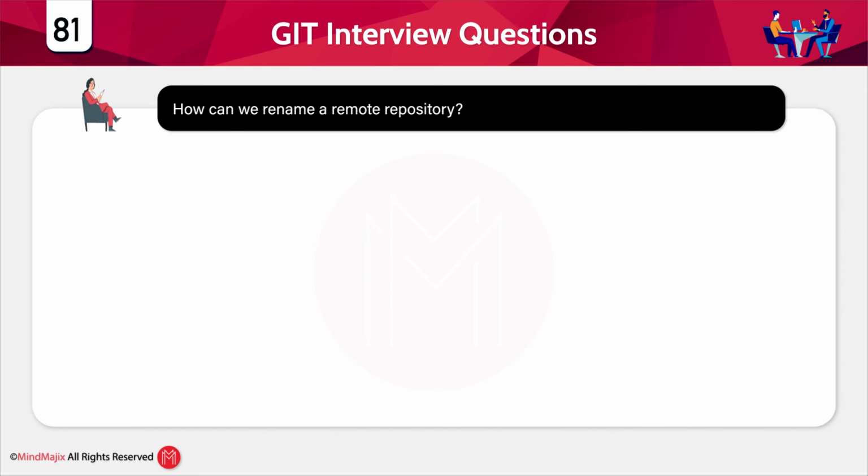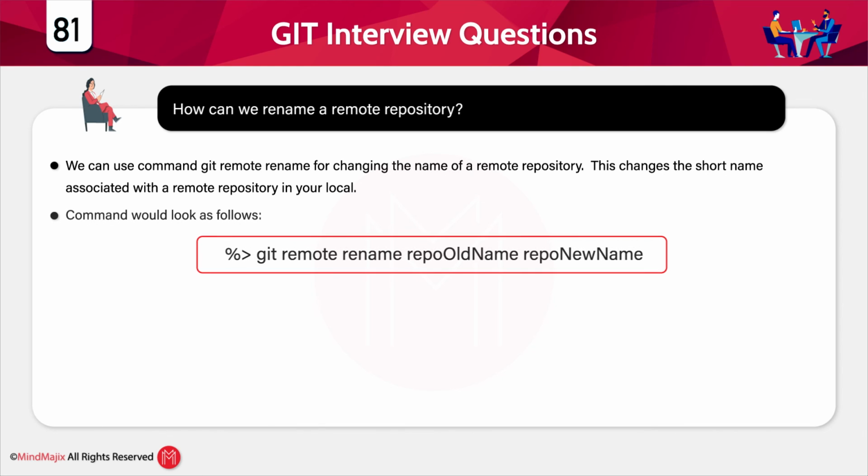So how can we rename a remote repository? We can use the command git remote rename for changing the name of the remote repository. This changes the short names associated with the remote repository. Let us say git remote rename, repository old name, repository new name. This is how we can rename the remote repository.